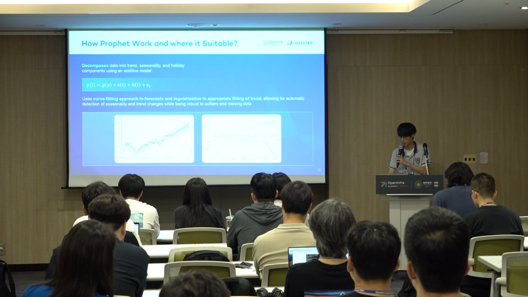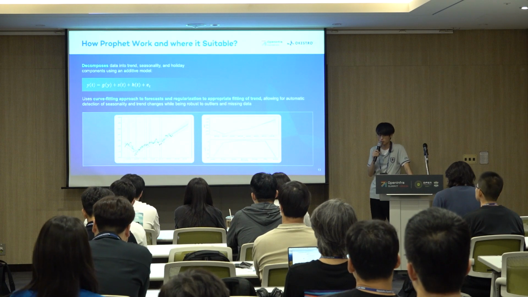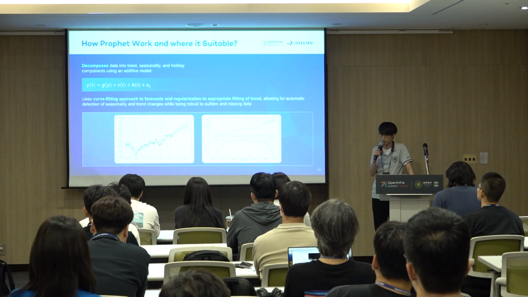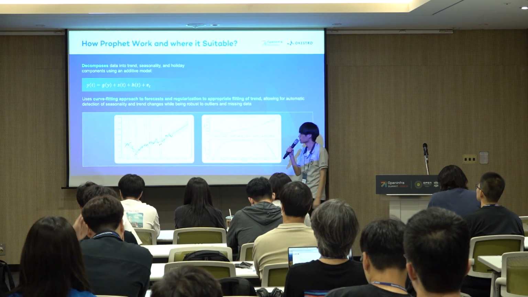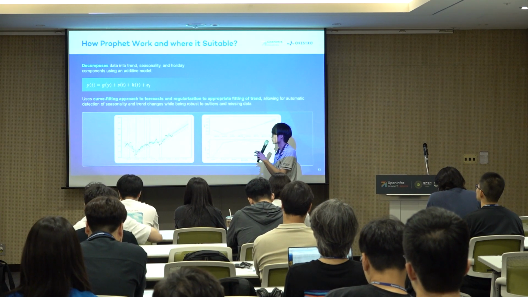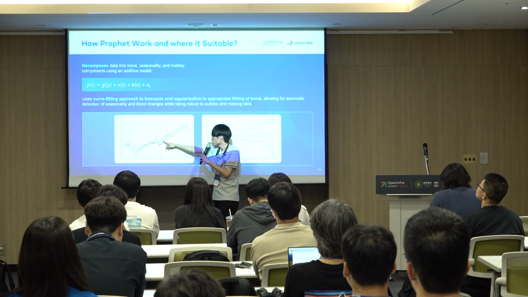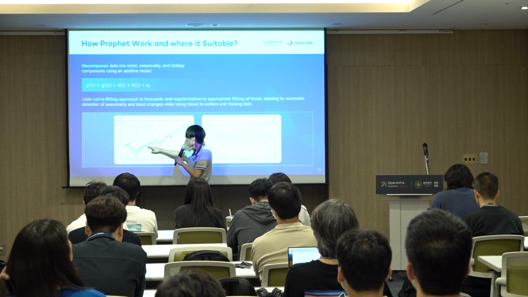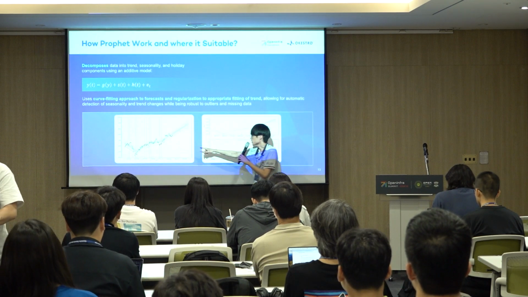In addition, Prophet considers the evolution of the trend over time when forecasting the trend, showing very good forecasting performance. So this red line is Prophet detecting that in this period there is a trend change.